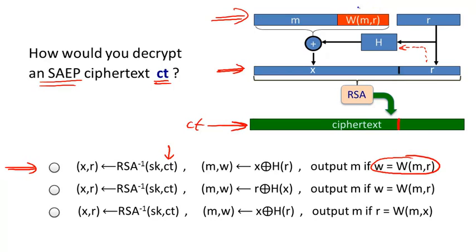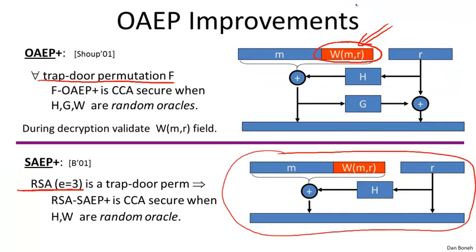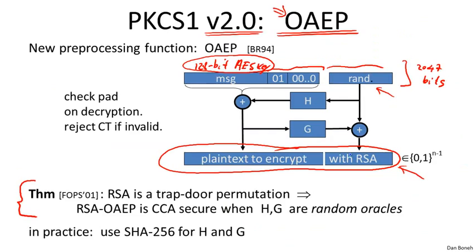And by the way, I'd like to emphasize that this checking of the pad during decryption is crucial in all these schemes that we just saw. So for example, in both OAEP plus and SAEP plus, it's very important during decryption to check that the pad is in fact correct, so that the value of W that you get here during encryption really is the hash under capital W of M and R. And similarly in OAEP, it's very important to check during decryption that the value of the pad is the constant 0100000000.